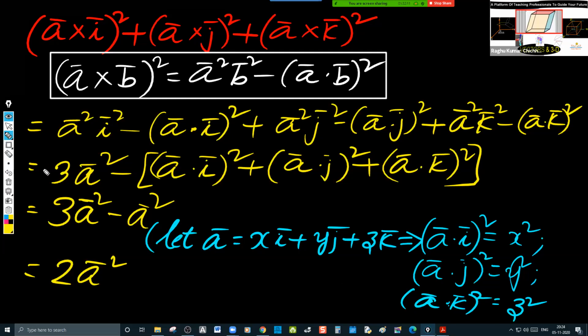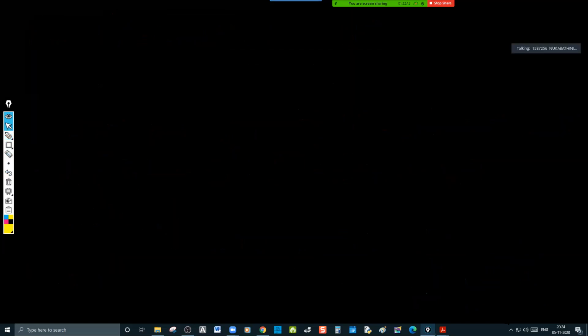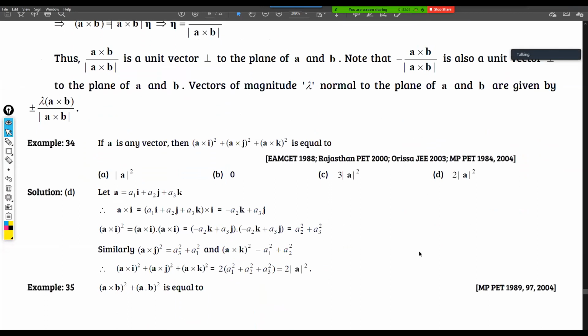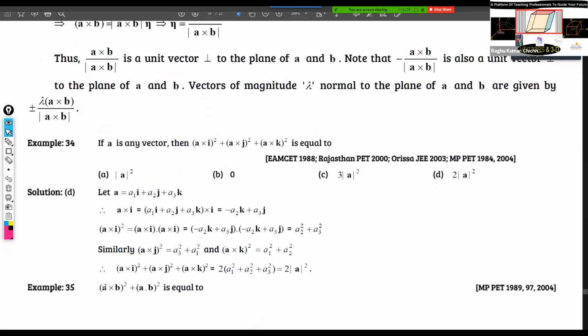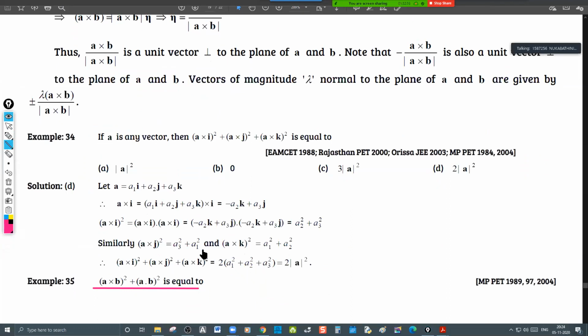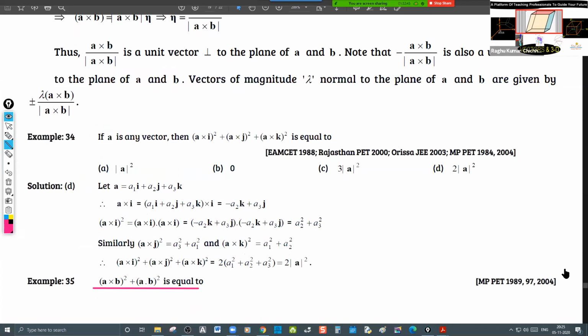So this Lagrange's identity, please remember that. Okay, sir. Now, can you answer this example 35 directly? Just now I discussed Lagrange's identity. This question is based on Lagrange's identity only. Any one of you, please. (A cross B) whole square, (A dot B) whole square is equal to... Write that formula, then you will understand. Lagrange's identity, please write and rearrange. You will get the answer.